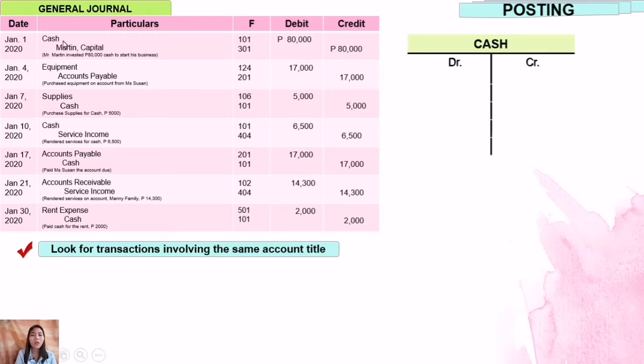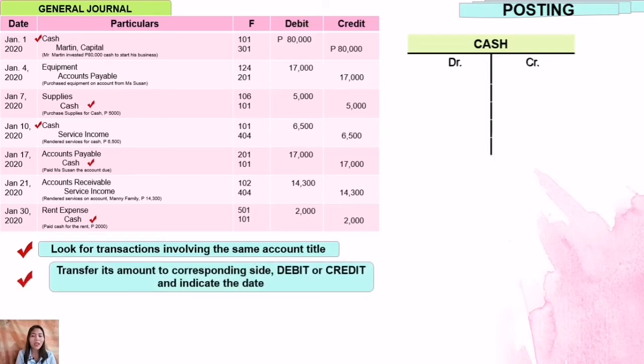So we will start with the first one, of course, the first on the list. So cash. And for cash, we have 1, 2, 3, 4, 5 transactions present. So meaning to say we have 5 transactions involving cash. Next, transfer its amount to corresponding side, debit or credit, and indicate the date. So for example, the first cash, we have debit. So you will transfer it to the debit side also. And same goes with the remaining.